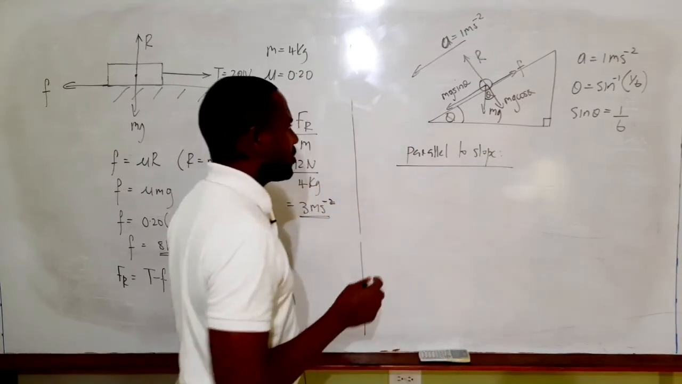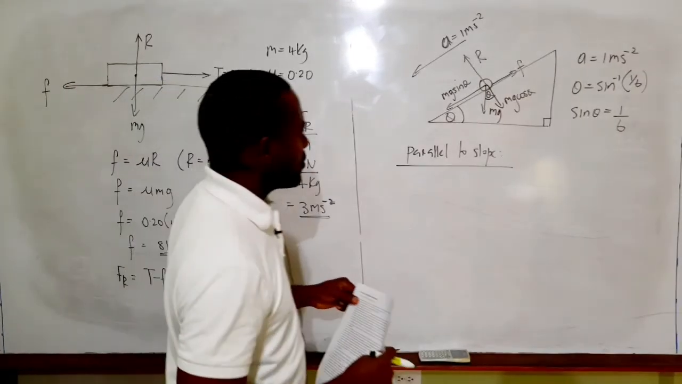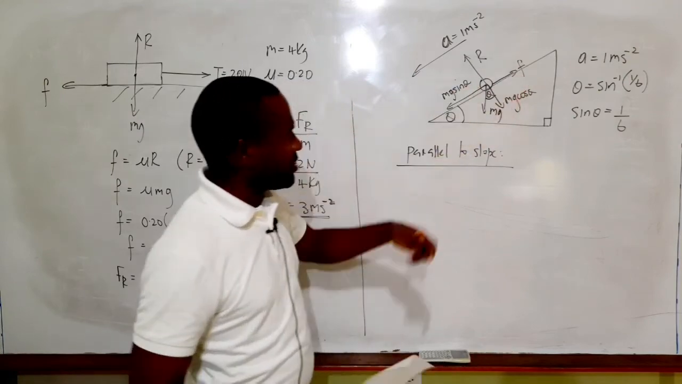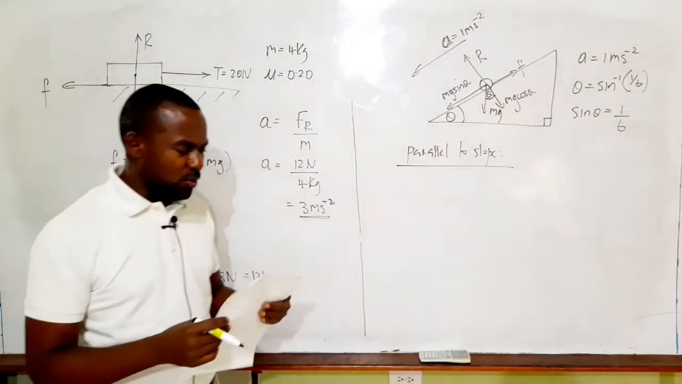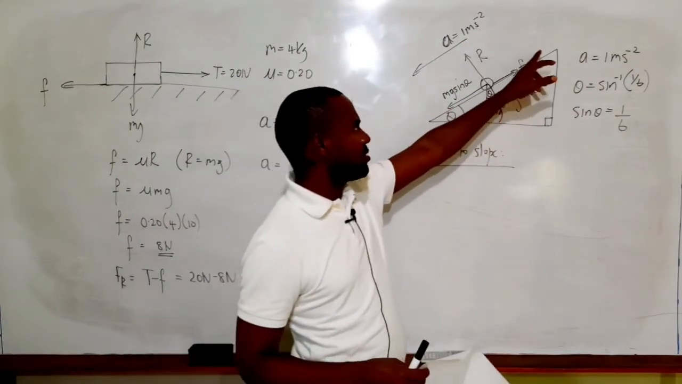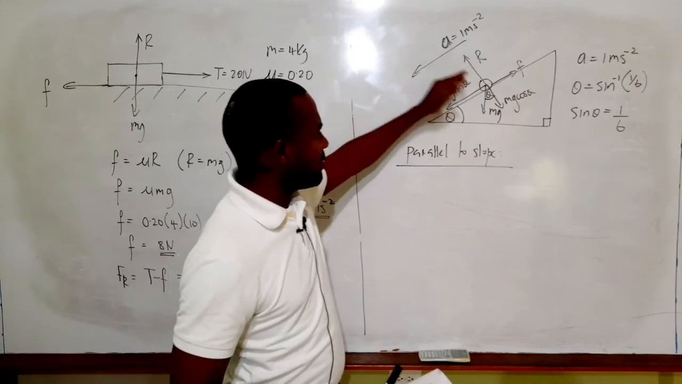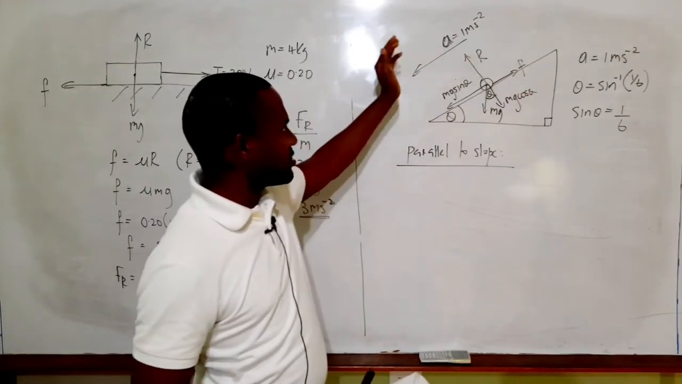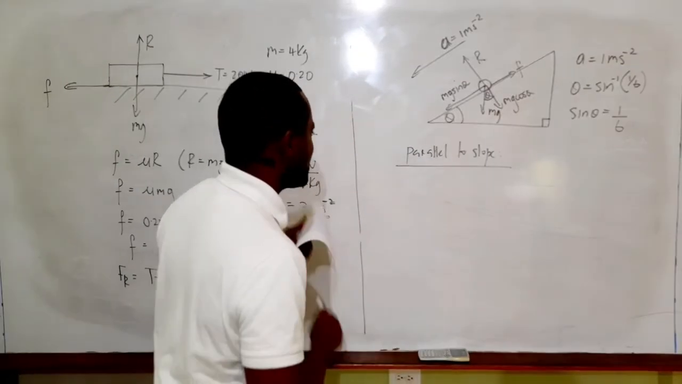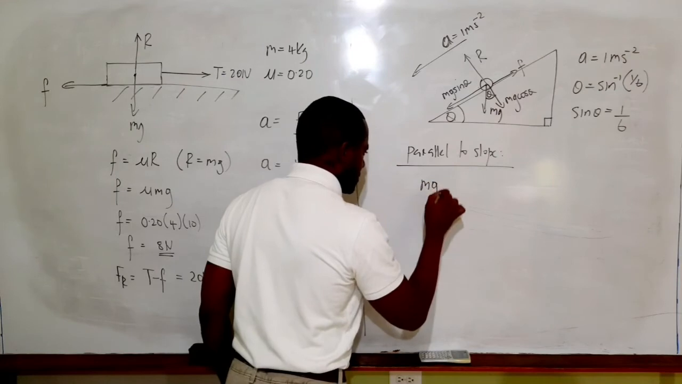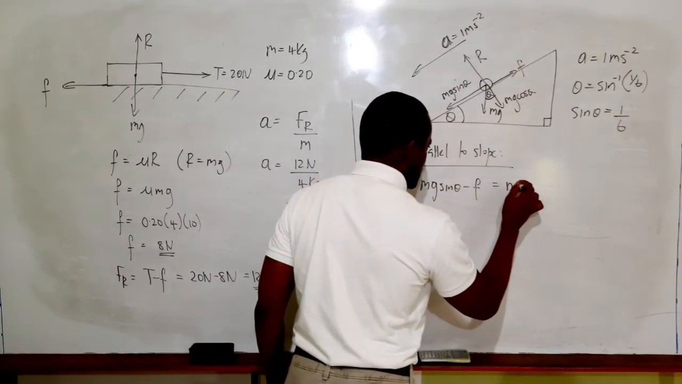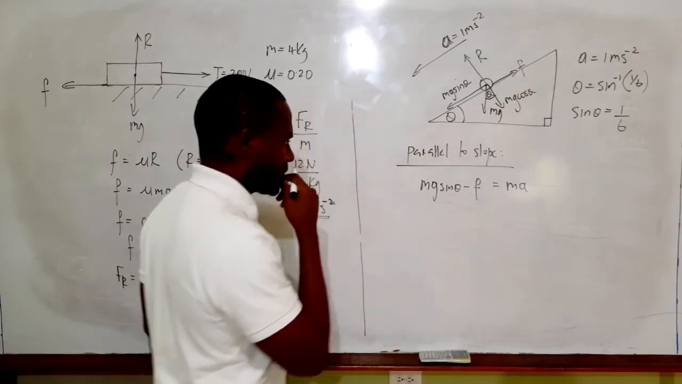So parallel to the slope, the resultant force would be equal to mg sine theta minus F. Because the body is accelerating down the slope, and there's the component mg sine theta acting down the slope, and a friction opposing the body's motion, it means mg sine theta must be greater than F, and the resultant force is given by mg sine theta minus F. And so we have mg sine theta minus the frictional force, and that would be equal to the mass times acceleration, right?